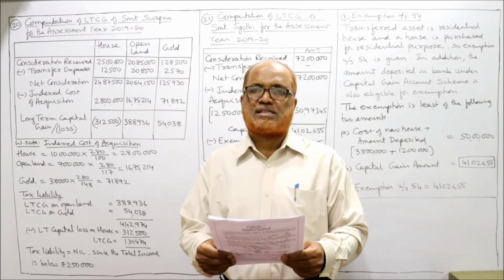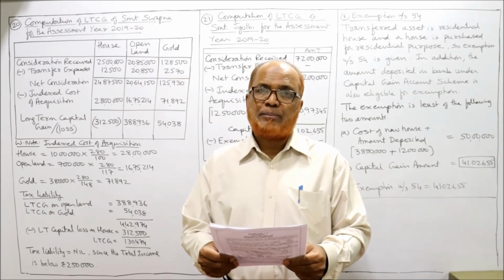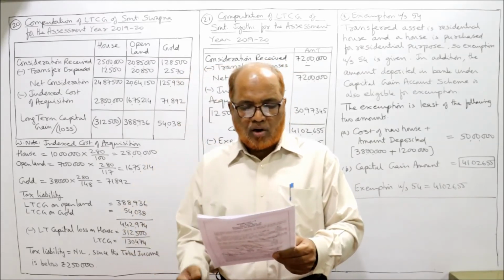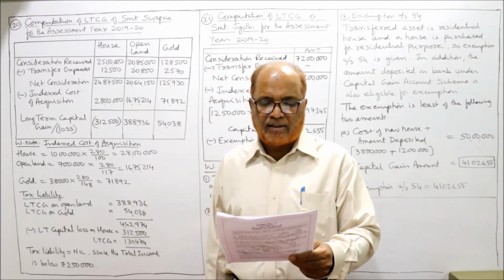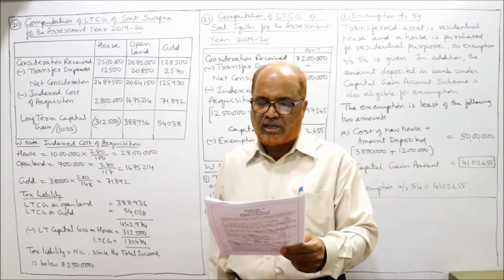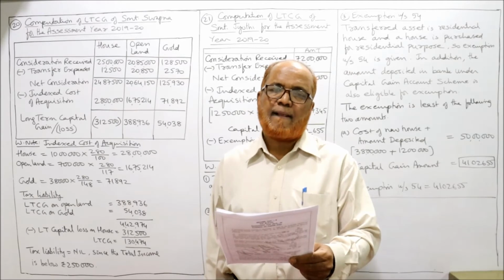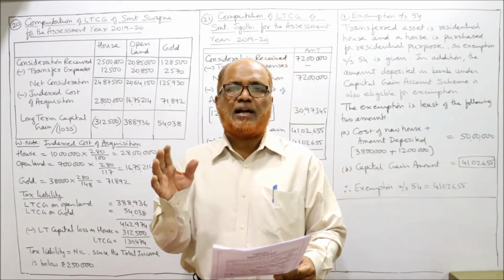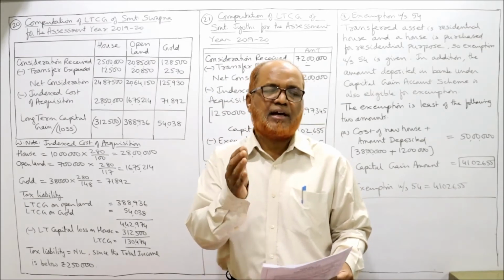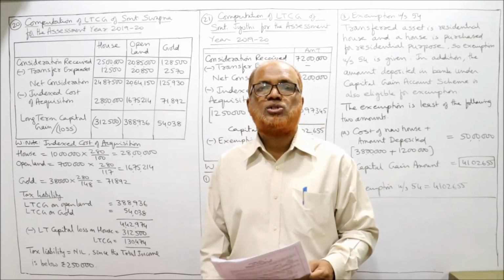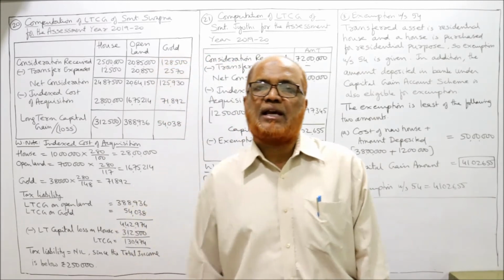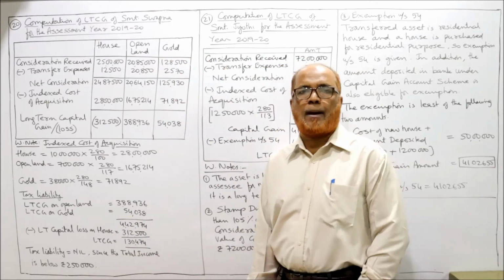Then transfer fees: 0.5% for house, 1% for land and 2% for gold. The cost inflation index for 2005-2006 is 117 and 2009-2010 is 148. And the current previous year index we already know is 280, for the year 2018-19 it is 280. That's it. So we have to compute what is the income from capital gain of Srimati Swapna.